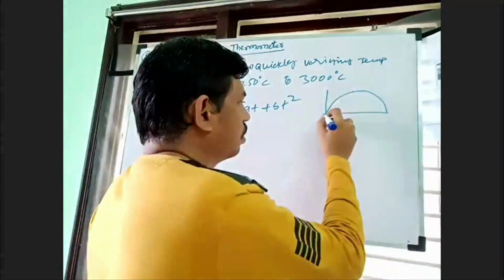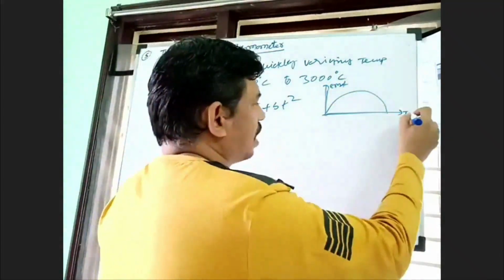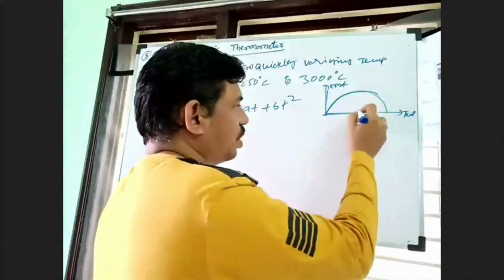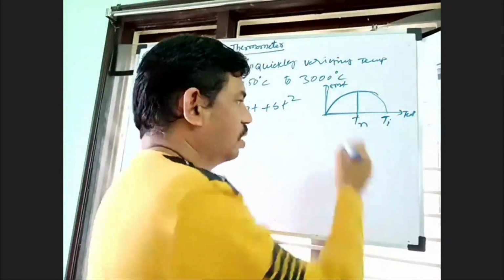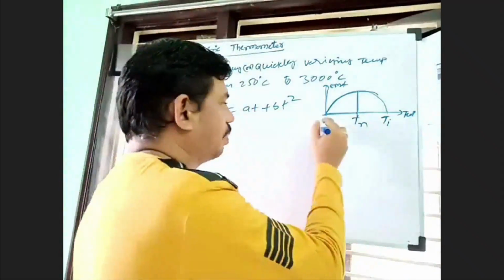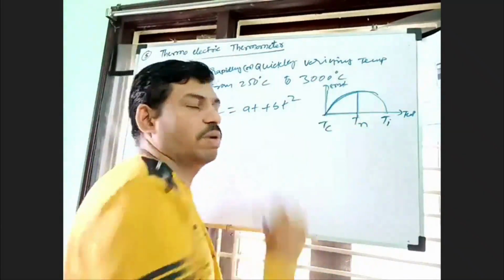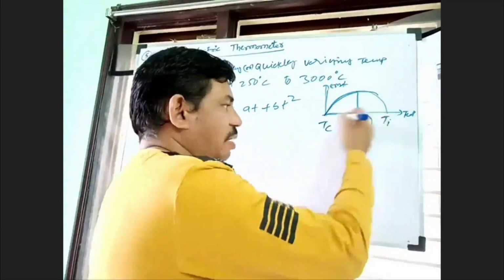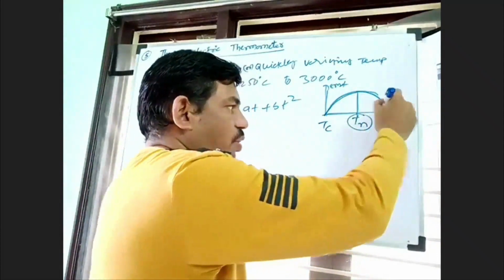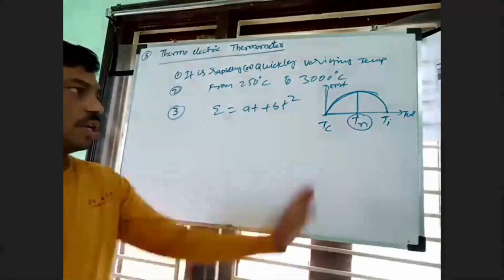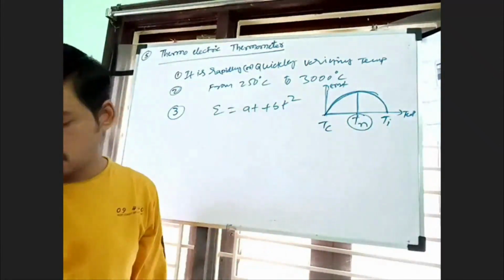Actually, graph: EMF along y-axis, temperature along x-axis is the graph. Temperature also increases. This is the neutral temperature, inversion temperature. This is the critical temperature. So temperature increases, EMF also increases and becomes maximum. So this is called neutral temperature. And as the temperature increases, EMF gradually decreases and becomes zero. This is called inversion temperature. So it acts as a parabolic path. So parabolic equation E equal to A theta plus B theta square.